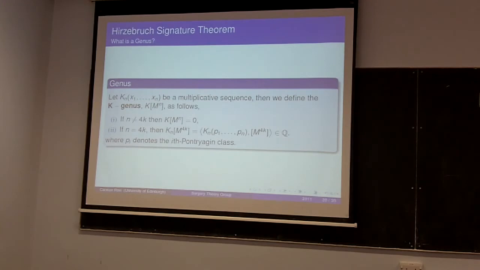And now we come to the definition of a genus. Here's the general definition of a genus for any possible multiplicative sequence. So we have our multiplicative sequence that we just defined, and now we have the notation for the K genus.